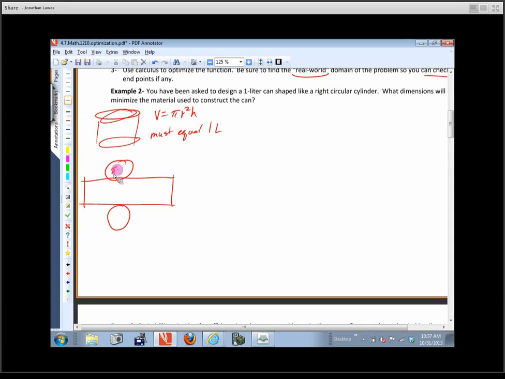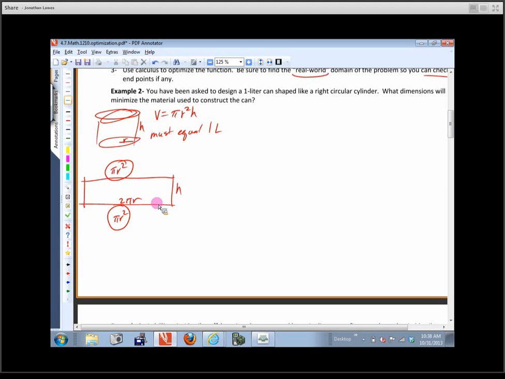Pi r squared. That one's pi r squared and that one's pi r squared. Okay? Now, we had a radius here and we had a height here. That's how we figure out what the volume is. That height would be the same. How do I figure out how far it is from here to here? The length of that rectangle, if you want to talk about it that way. Circumference of the circle. And the circumference of a circle is 2 pi r.